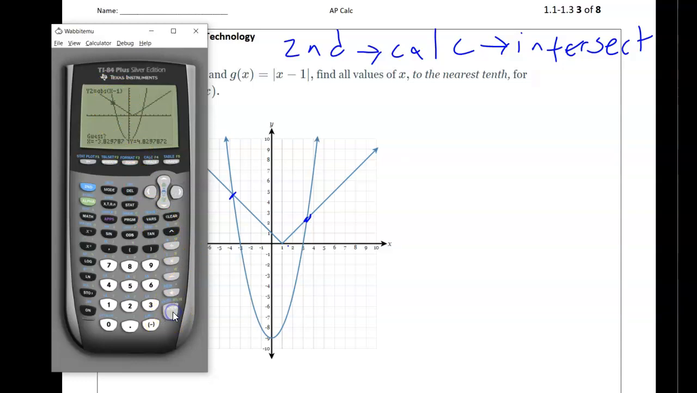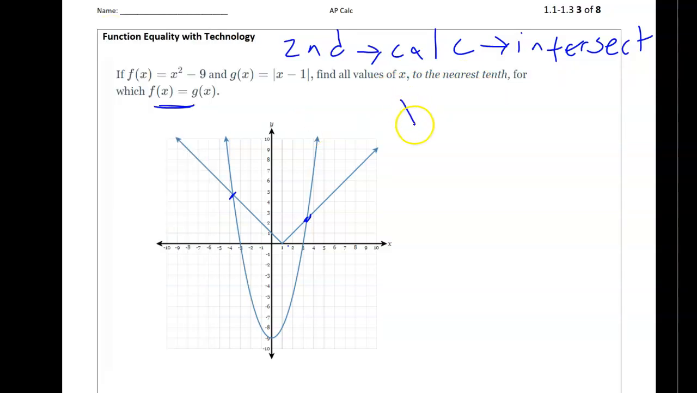So I'm going to hit enter, and then it's going to ask for a guess. Okay, and it spits out negative 3.7, and I'm asked for x to the nearest tenth. So x equals negative 3.7 is the nearest tenth, and the 0 tells me to round. And then I'm going to do it all over again.